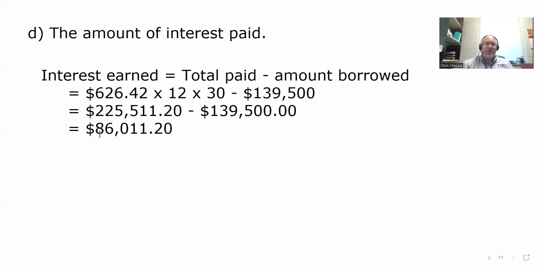How could we lower the interest earned? We can lower the term. We could send more than the monthly payment. That's a strategy a lot of people use. Whatever the mortgage payment is each month, they send extra, and they end up paying less in interest.